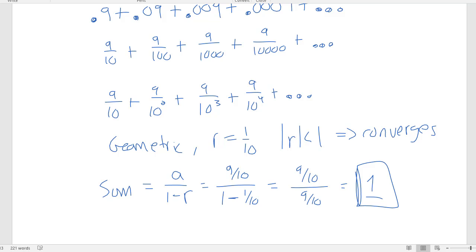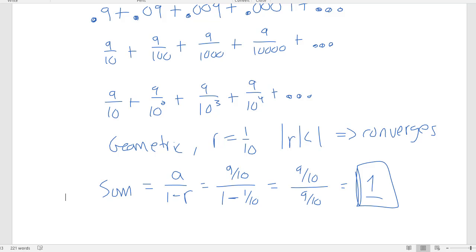All right, so we just took an idea we've known for a long time, and we have justified using a geometric series that 0.9 repeating forever and ever is an infinite sum. It's geometric, it's convergent, and its exact sum is 1. That's so cool. I love that.